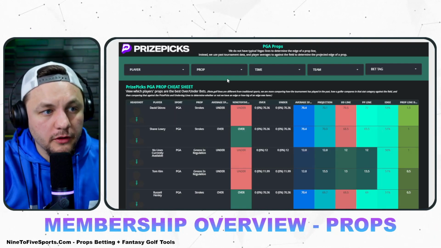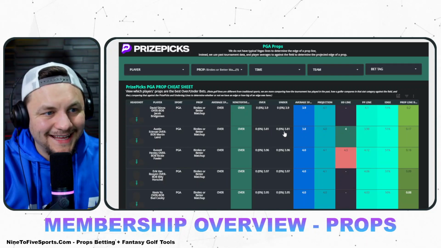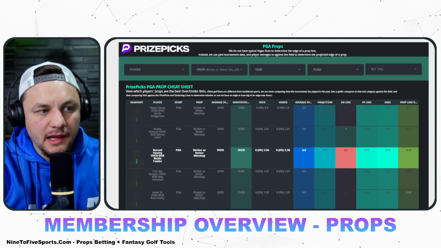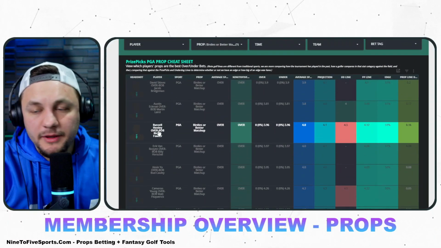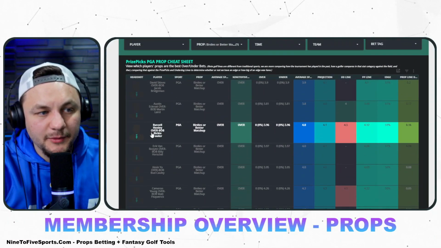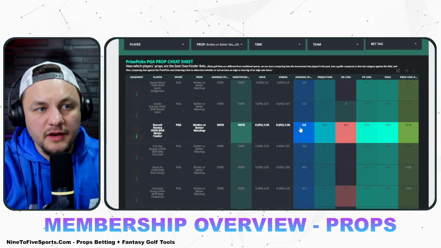And I want to call that out. The other thing I want to call out as well is going to be the birdie or better matchup, because this is a little different as well. So the average sportsbook line, I'm going to use Russell Henley and Ricky Fowler as an example. Looking at it right now, the leading player is Russell Henley, and that's the tag of what you should bet over birdies or better versus Ricky Fowler. So this is going to operate a little bit differently.